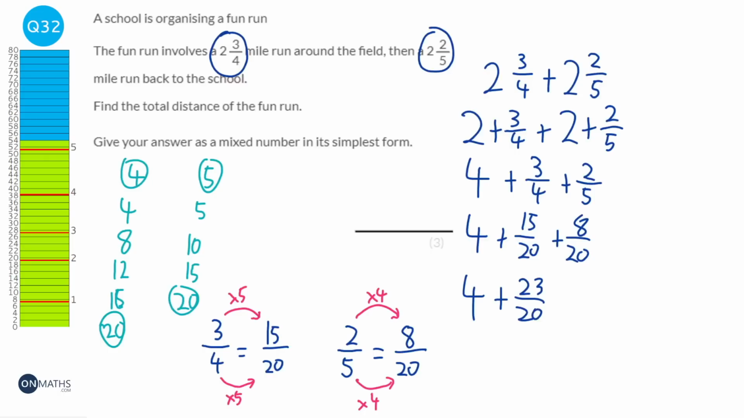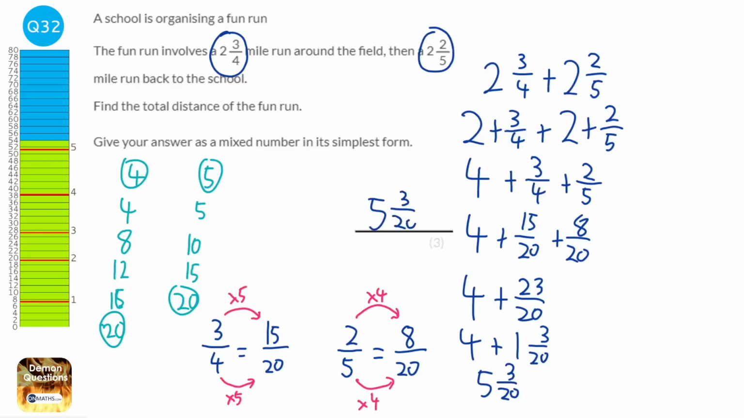Now that is a top-heavy fraction, so we can rewrite that as 1 3/20. And we can add the 4 and the 1 together to make 5 3/20. So the answer is 5 3/20.